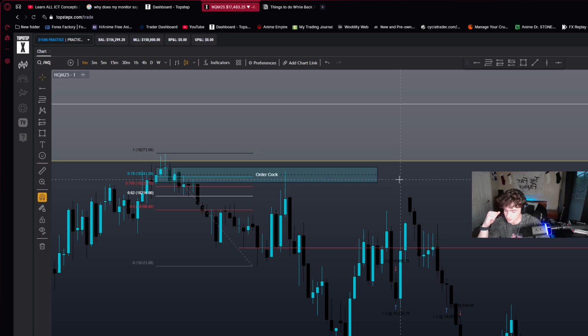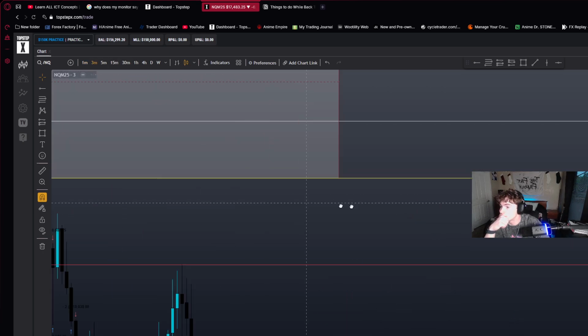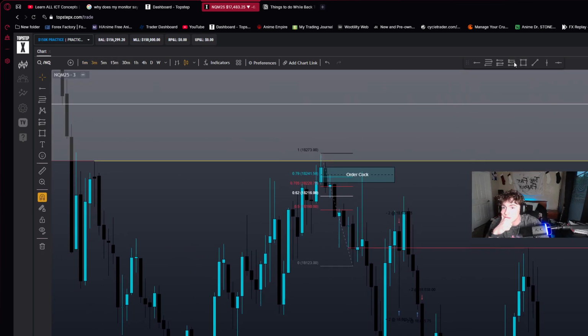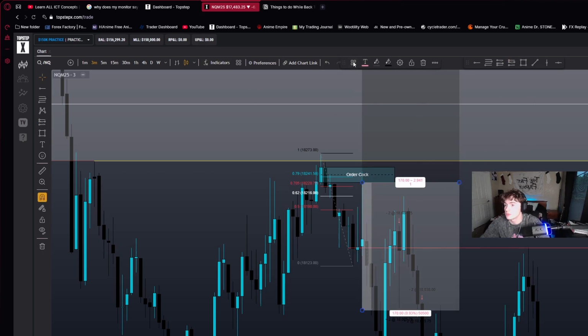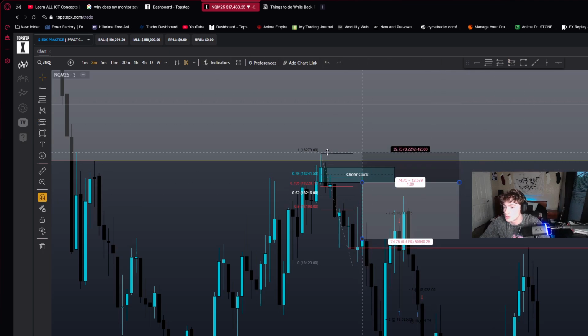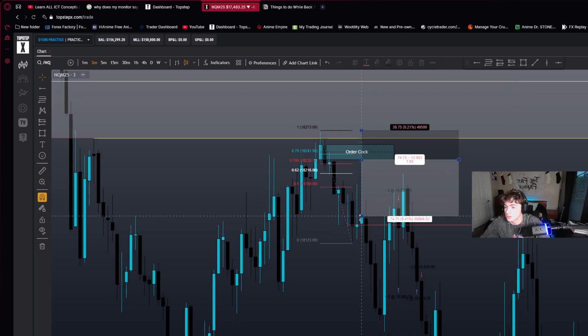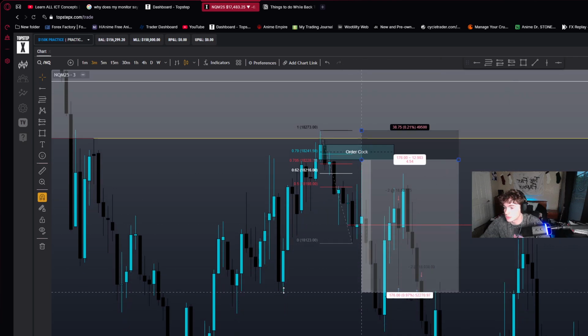I don't know. I need to change that. I should just do one retracement. And then I could have taken a short right here. We'll set this to auto. Stop loss right there. Take profits.